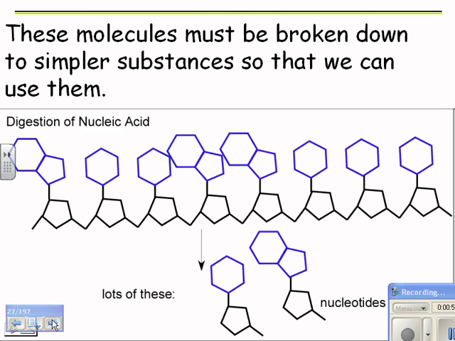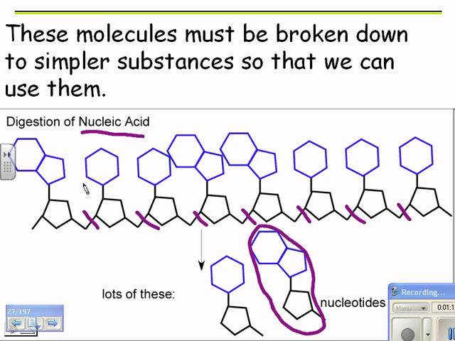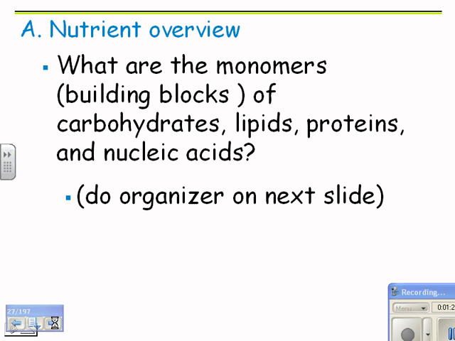The molecules have to be broken down into simpler substances so that we can use them. Here's an example of a polymer, and if you break it here, and here, and here, and here, you need enzymes to break these things. But when you do, it breaks them down into this thing, a nucleotide. That's the first step in the digestion of a nucleic acid, and this is going to be the same sort of process for all of your different organic molecules.